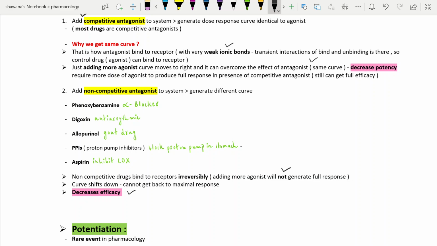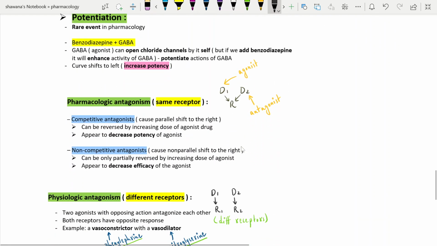Fourth is proton pump inhibitors, i.e. PPIs. They block the proton pump in the stomach and are the medicine for the treatment of gastritis. And the fifth is aspirin, which blocks the activity of cyclooxygenase and inhibits the production of prostaglandins. You just need to remember their names. These are the non-competitive antagonists.